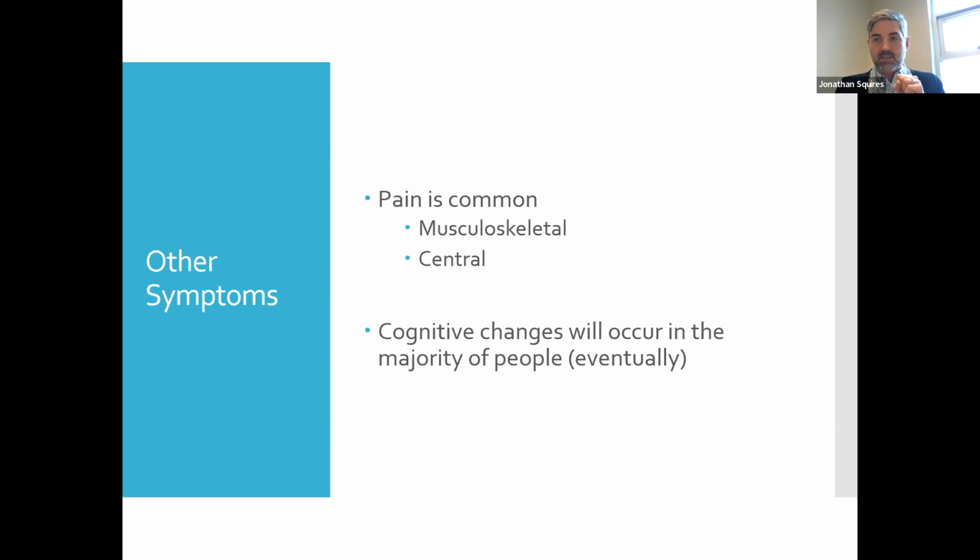Multitasking is harder and processing speed slows down. Parkinson's can take all of those and run with them. So it's another thing that we have to screen for over time.